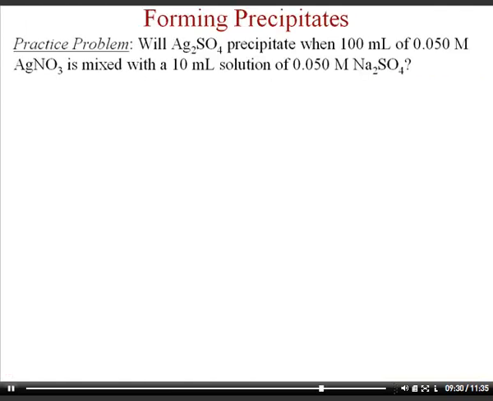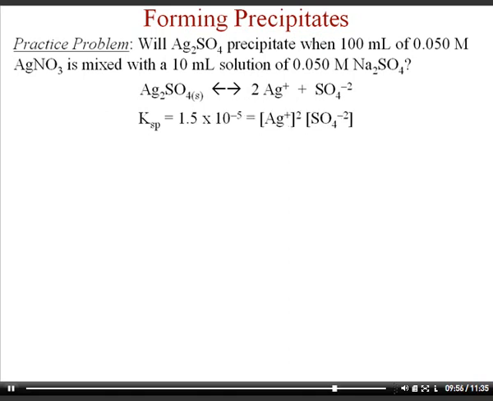The last slide basically deals with an example practice problem of will a precipitate form. So we're going to try to form the precipitate silver sulfate by mixing two solutions together. Now your solutions are silver nitrate and sodium sulfate. Here's your reaction that we're going to be concerned about. It's the silver sulfate equilibrium expression, and you can write it as products over reactants.